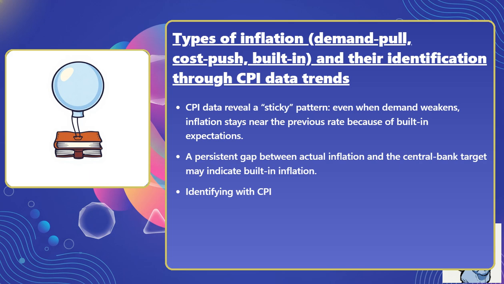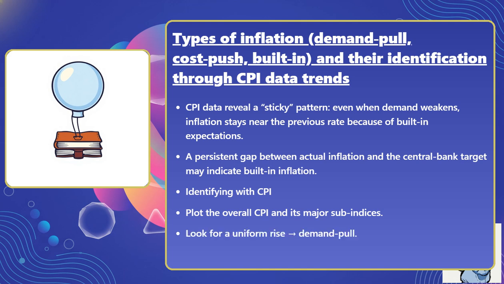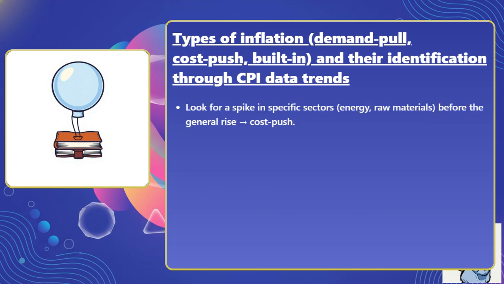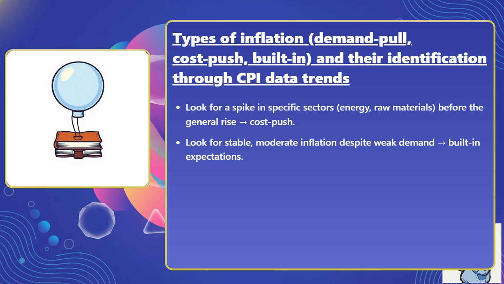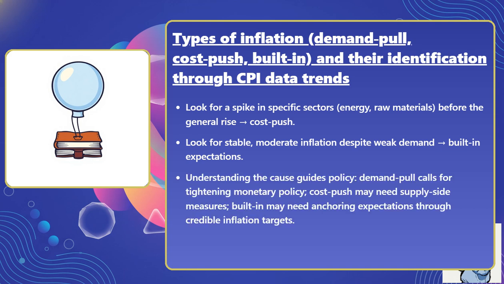Identifying with CPI. Plot the overall CPI and its major sub-indices. Look for a uniform rise: demand pull. Look for a spike in specific sectors, energy, raw materials, before the general rise: cost push. Look for stable, moderate inflation despite weak demand: built-in expectations. Understanding the cause guides policy. Demand pull calls for tightening monetary policy. Cost push may need supply-side measures. Built-in may need anchoring expectations through credible inflation targets.